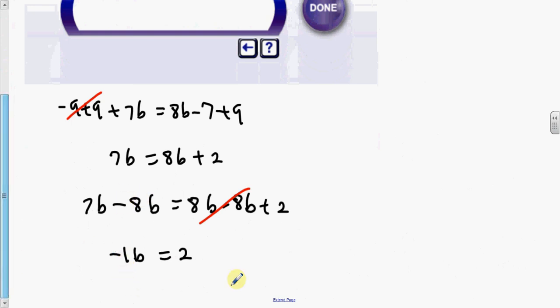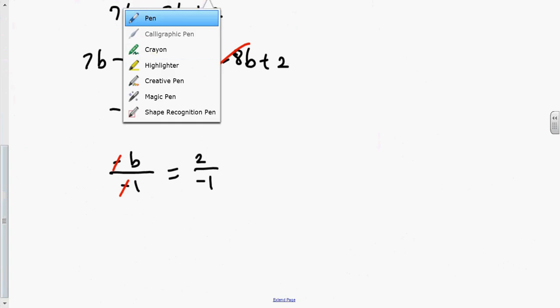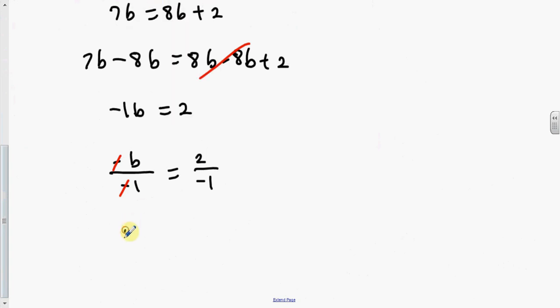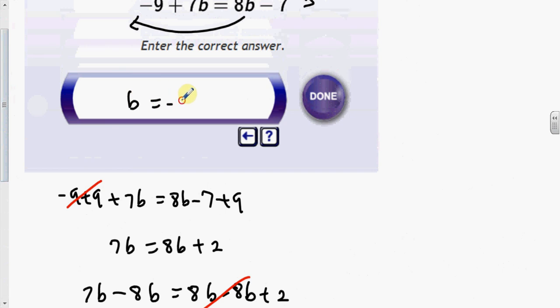So b is not isolated because it's multiplied times a negative. So this is negative b over negative 1. You know, negative 1 times b is the same thing as negative b. I have to divide both sides by negative 1. So the negatives on the left side cancel out. I mean, that's the whole goal, because I want to have left b is equal to positive divided by negative is positive. Excuse me, positive divided by negative is negative. This is negative 2. So b is equal to negative 2.